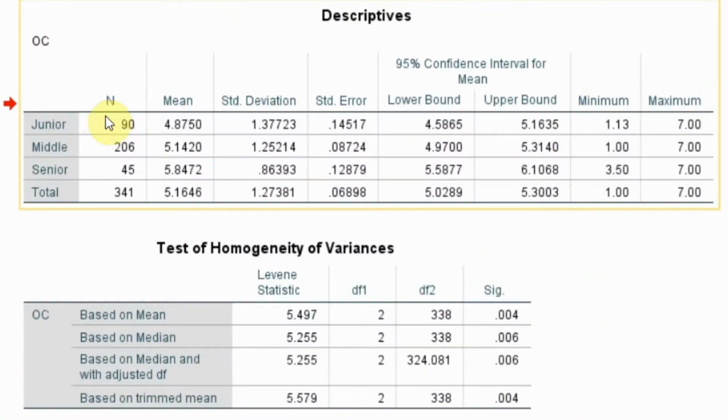Descriptive statistics: you had 90 junior level employees, 206 middle level and 45 senior level employees. And this is the mean score in each of these categories for your organizational commitment.